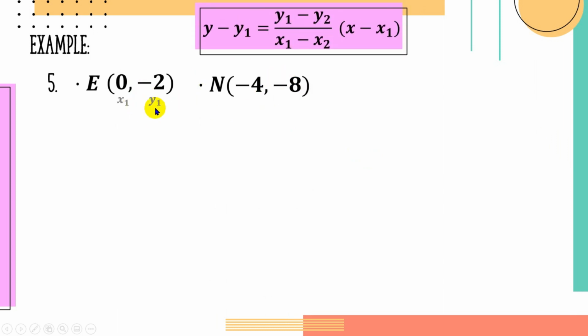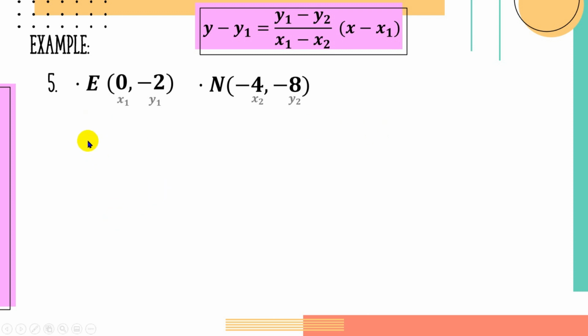Ito yung ating magiging x sub 1, y sub 1. For point N, nandito naman yung ating x sub 2, y sub 2. That's what we're going to substitute in our two-point form of the linear equation. So, you can try it on your notebook, pause this video for a while, and then let's see if tama yung magiging slope-intercept form nyo of this equation. Okay? So, pause nyo po muna and then try nyo po munang gawin on your own.